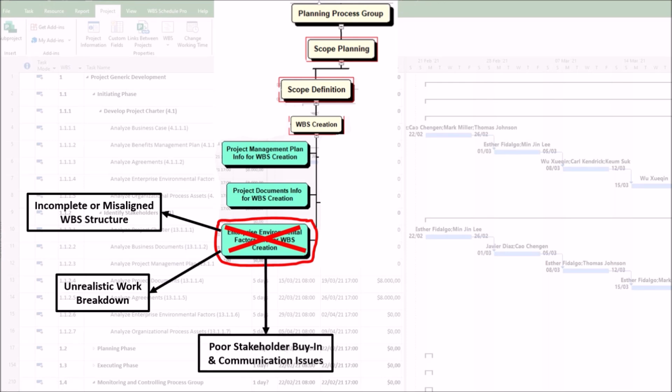3. Poor stakeholder buy-in and communication issues. First, cultural misalignment. A WBS that doesn't fit the organization's work style, such as top-down versus collaborative, may face resistance from teams or management. Second, stakeholder expectations mismatch. Ignoring how clients or executives prefer to track progress, such as milestones versus detailed tasks, can lead to reporting conflicts. 4. Increased rework and scope gaps. First, missing critical components. If industry best practices or lessons learned from past projects are disregarded, key deliverables may be omitted. Second, overly complex or oversimplified WBS. Without considering team expertise, the WBS may be too detailed or too vague.